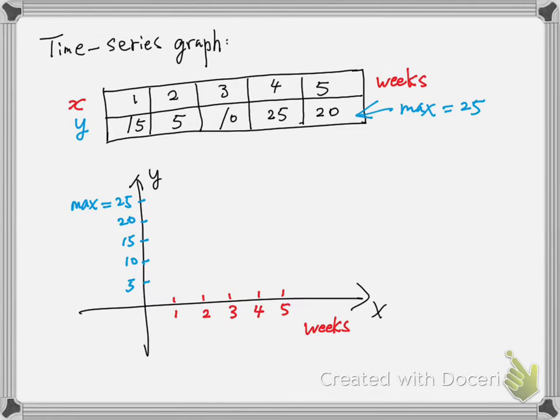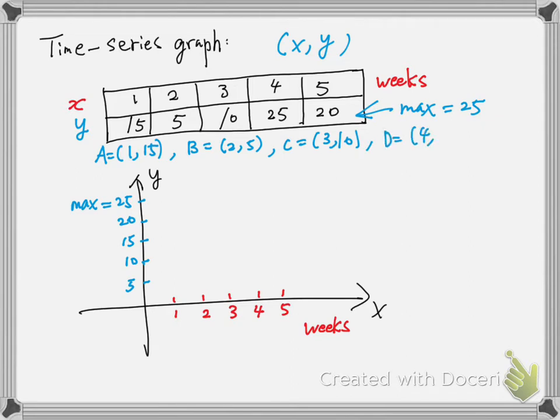Now to plot the points, we have to label these 5 points. Every pair x, y is a point. The first point will be point A, which is (1, 15). That's the first column. Then B is (2, 5), C is (3, 10), D is (4, 25), and E is (5, 20). Now we can plot these 5 points on the graph.